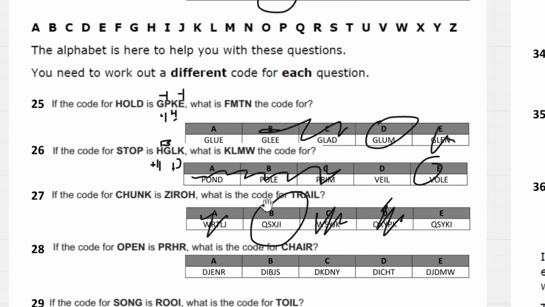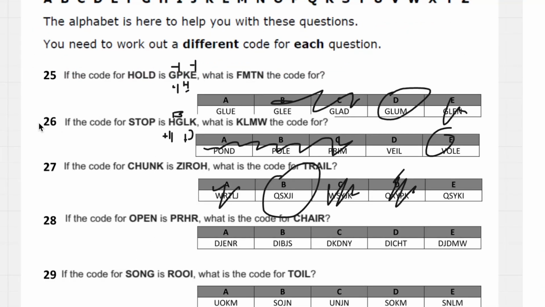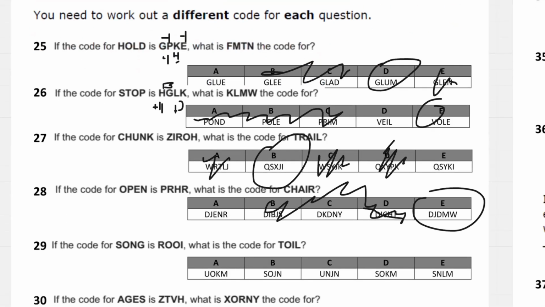Question number 28. O to P, scroll up a teensy bit, O to P plus 1, C plus 1 will be D, and then we have to use a second letter, P to R plus 2, H plus 2 will be J, D, J. And then E to H will be plus 3, and then H plus 3 will be D, D, J, D would give us E.